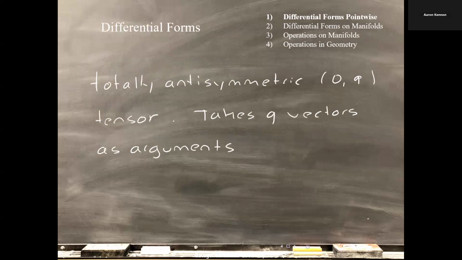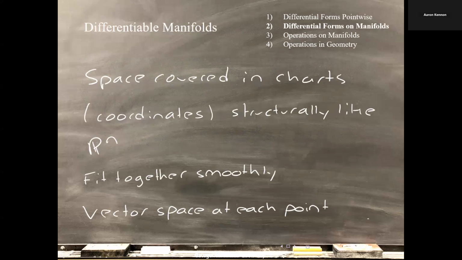Right. So in this sense, a differential form is just a specific type of tensor where we are only taking vectors as arguments. We're going to take q of them, and this tensor is totally antisymmetric. So if we swap any two of the arguments, we get minus the answer that we had previously. So that all makes sense for some particular vector space, and then we can talk about differentiable manifolds.